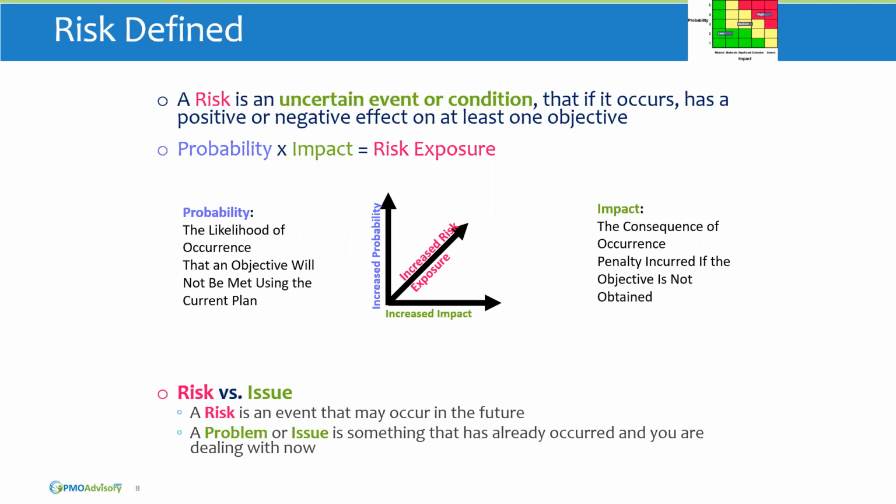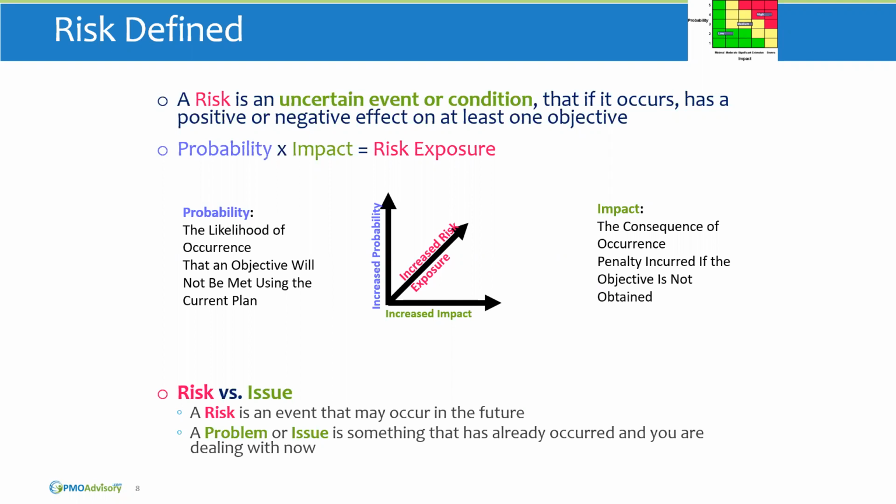So a risk is not necessarily a bad thing. One of my colleagues said that risk is a 4-letter word. It's a bad word, and it really shouldn't be. All a risk is, is an uncertain event or condition that, if it occurs, is going to have either a positive or negative effect on at least one project objective. So a risk can be positive or negative. Positive risks are called opportunity risks, and when they occur, they result in benefits to the project. Negative risks are called threat risks, and when they occur, they present issues or problems for the project.